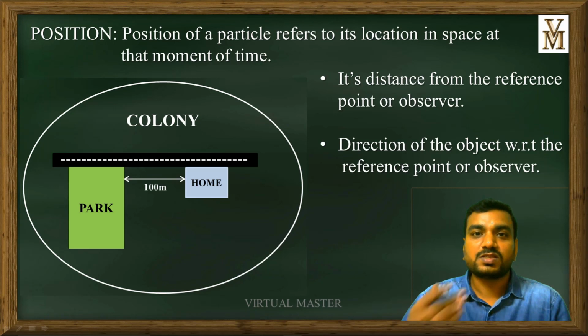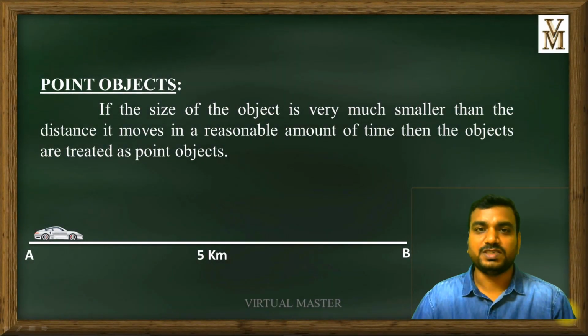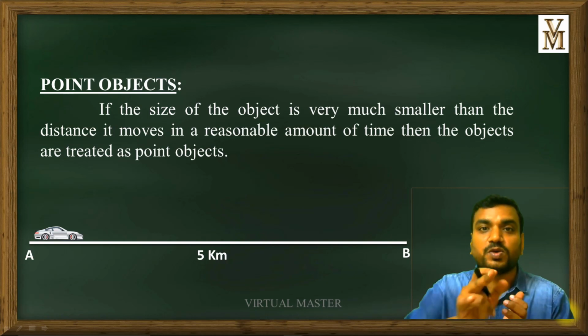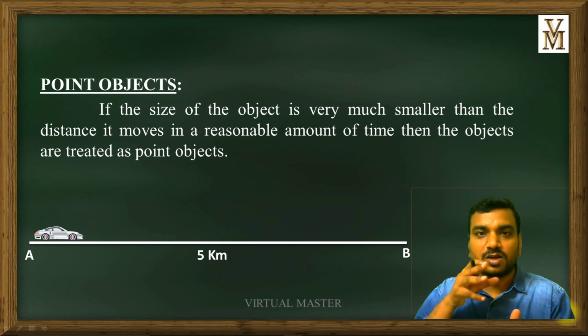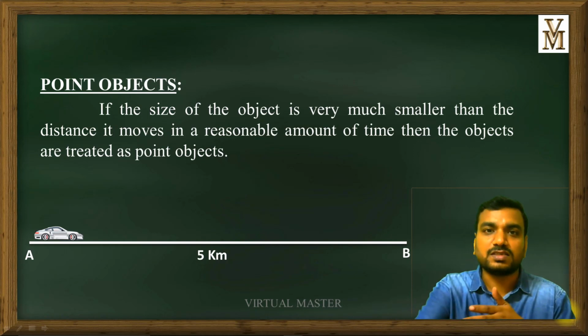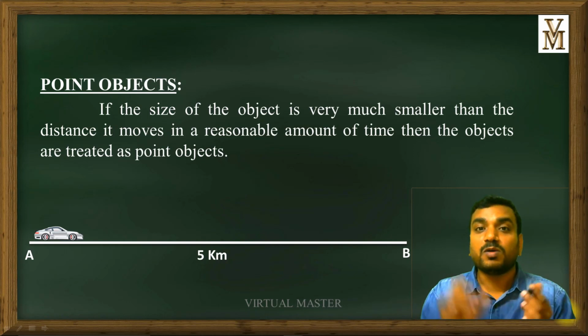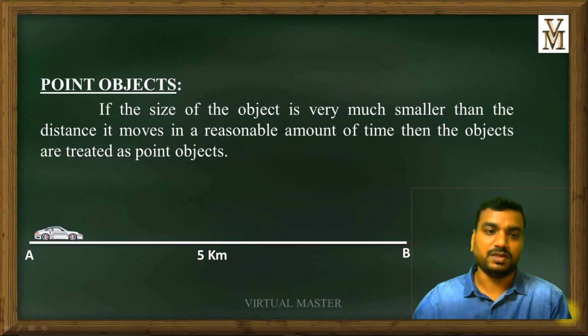Okay, now let us go for our next topic, that is point object. Now, what is a point object? If the size of the object is very small compared to the distance it is going to cover, then we can treat the object as a point object. If the distance the object is going to cover is very large and the size of the object is very small, then we can treat the object as a point object. Let us take one example.